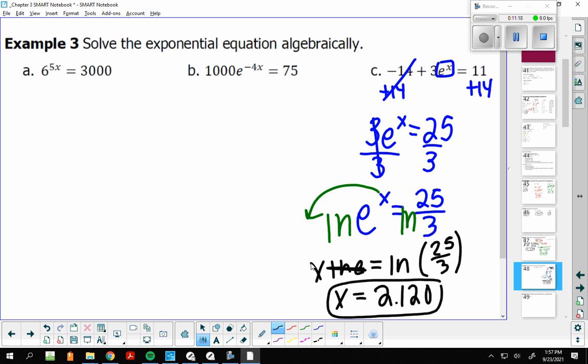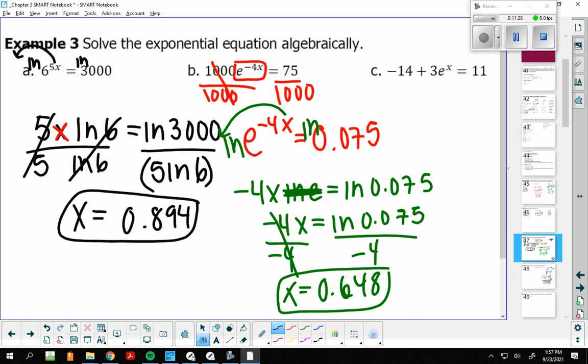Any questions on that section? So those are exponential equations. Like Riley noticed, it is really nice when our base is e, because then they do cancel. But if you do have a base that's a number, like we had a 6 here, that's fine. It's just a little bit more work.